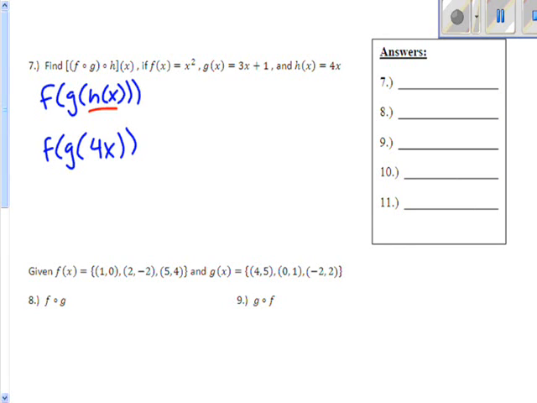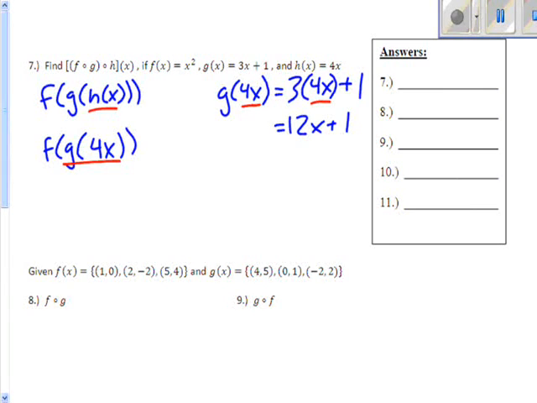All right, now I look at what's on the inside. I've got g of 4x. I'm going to take that off to the side. G of 4x, remember g of x is 3x plus 1. But instead of x, I'm going to plug in whatever's in the parentheses, the 4x. So now it simplifies to 12x plus 1.